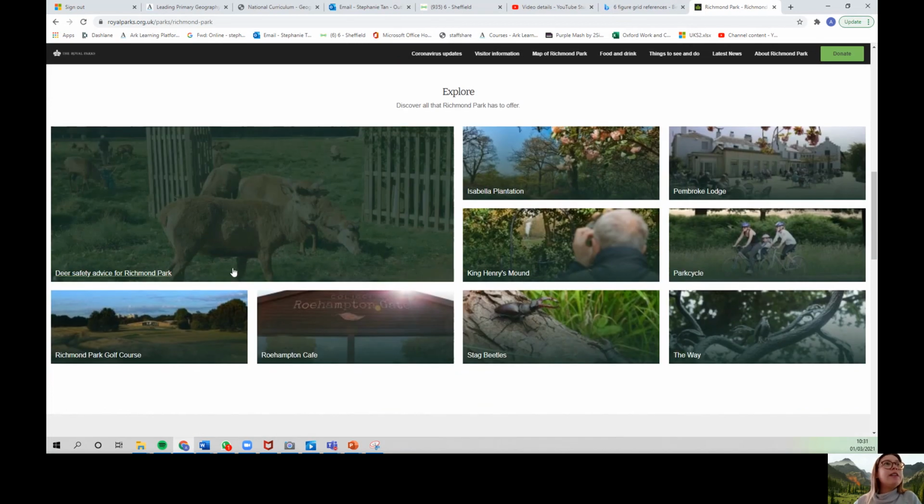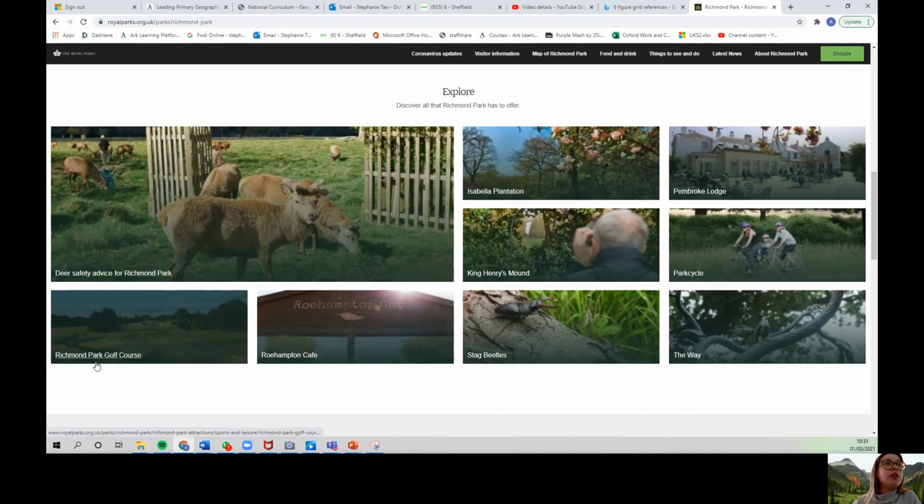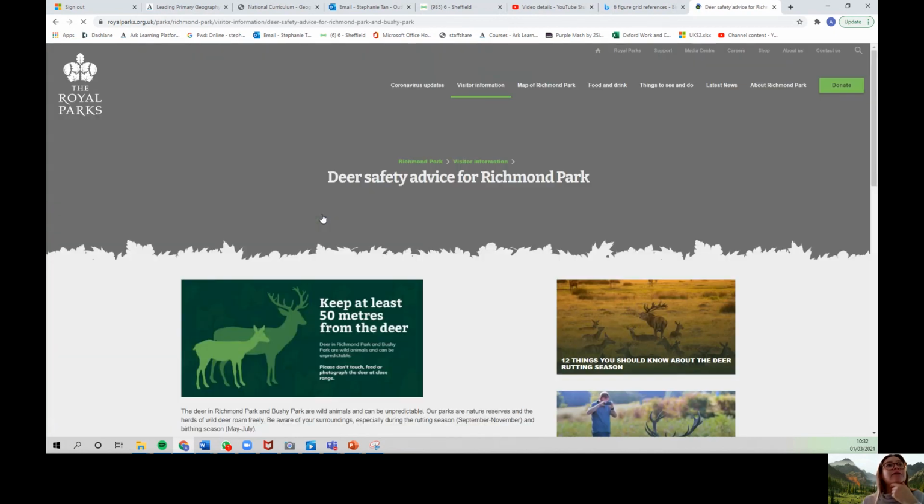It's got deer safety advice. It's got information about a golf course. It's got information about this cafe called Roehampton Cafe. It's got information about this beautiful plantation called Isabella Plantation. Pembroke Lodge, which appears to be a cafe or a restaurant. King Henry's Mound. Park Cycle. So we saw earlier on the map that we can hire bicycles, so we don't have to bring our bicycles there. And stag beetles. So let's have a look at deer safety in Richmond Park.